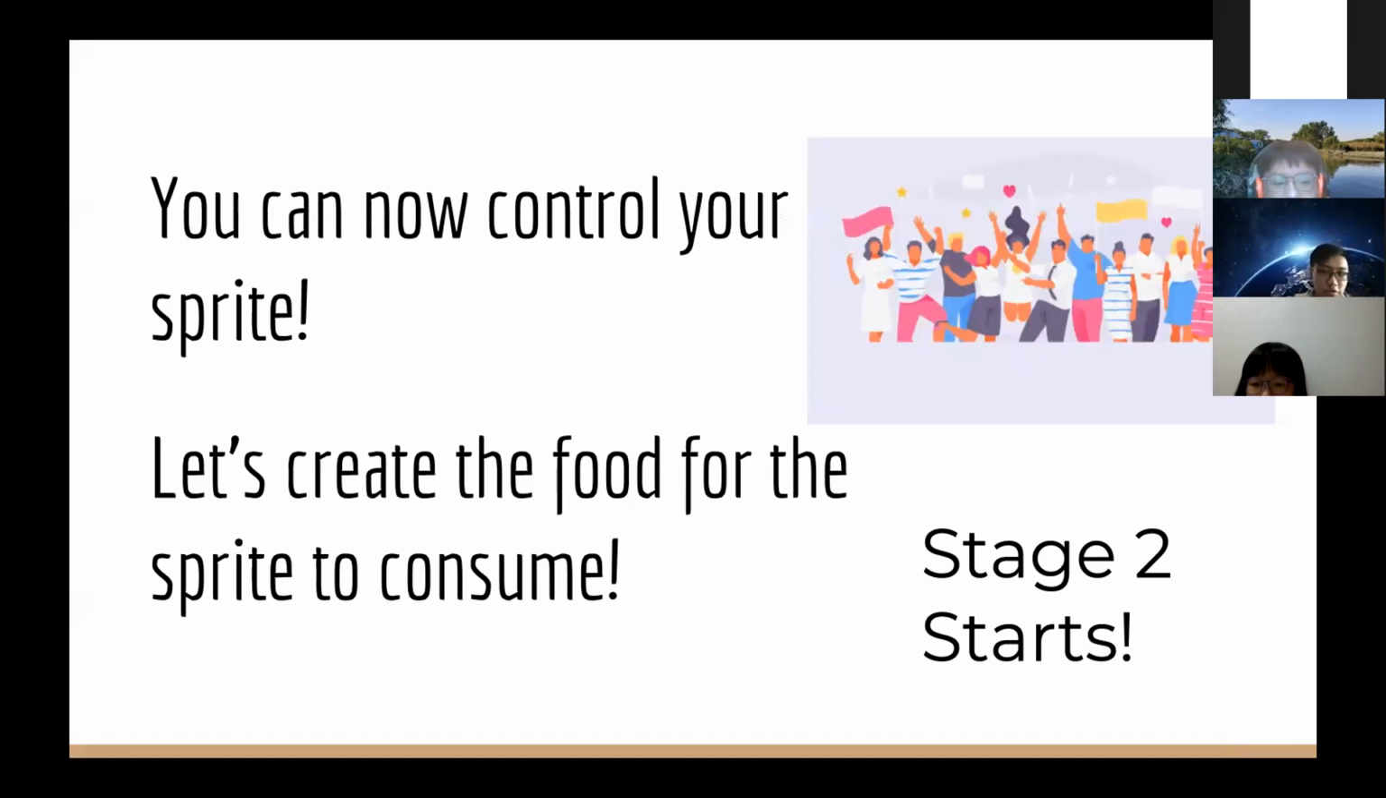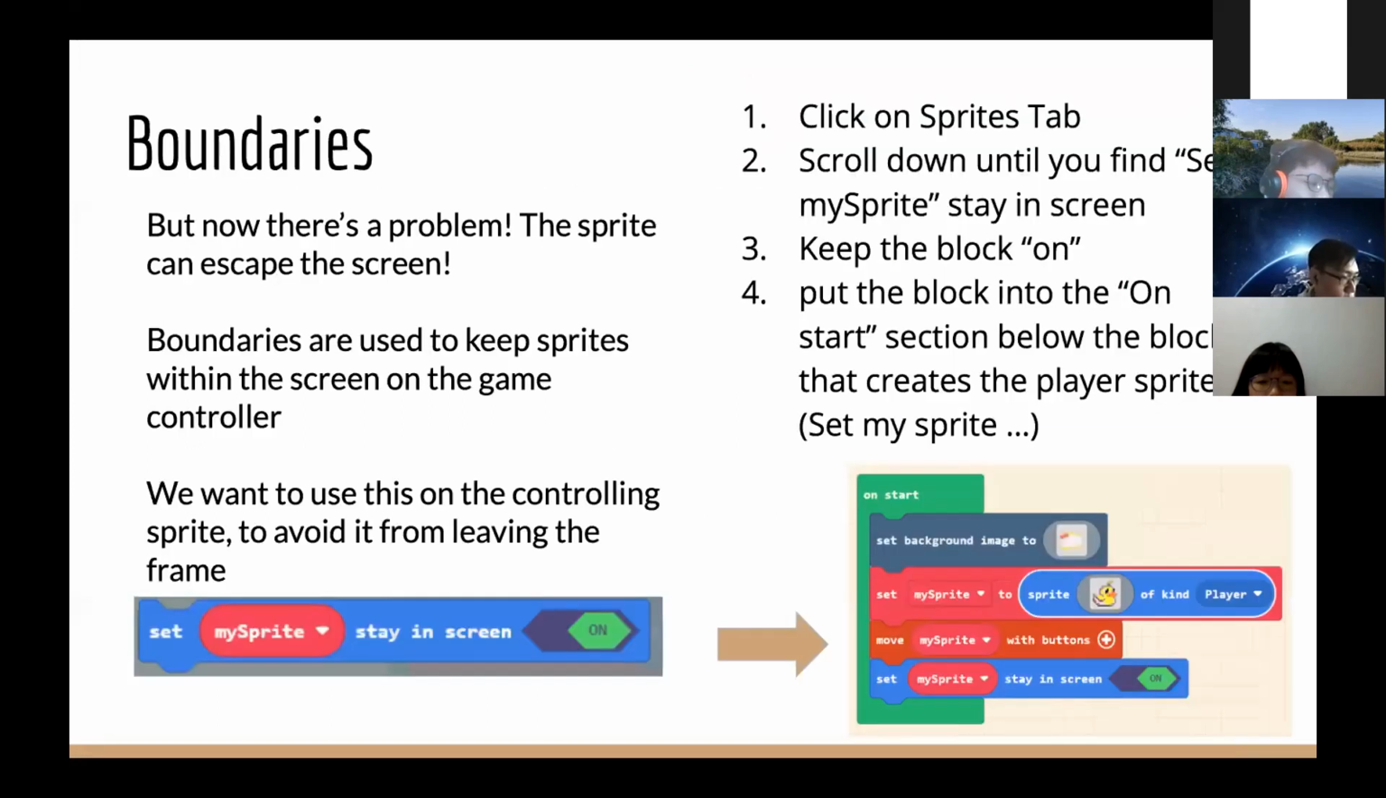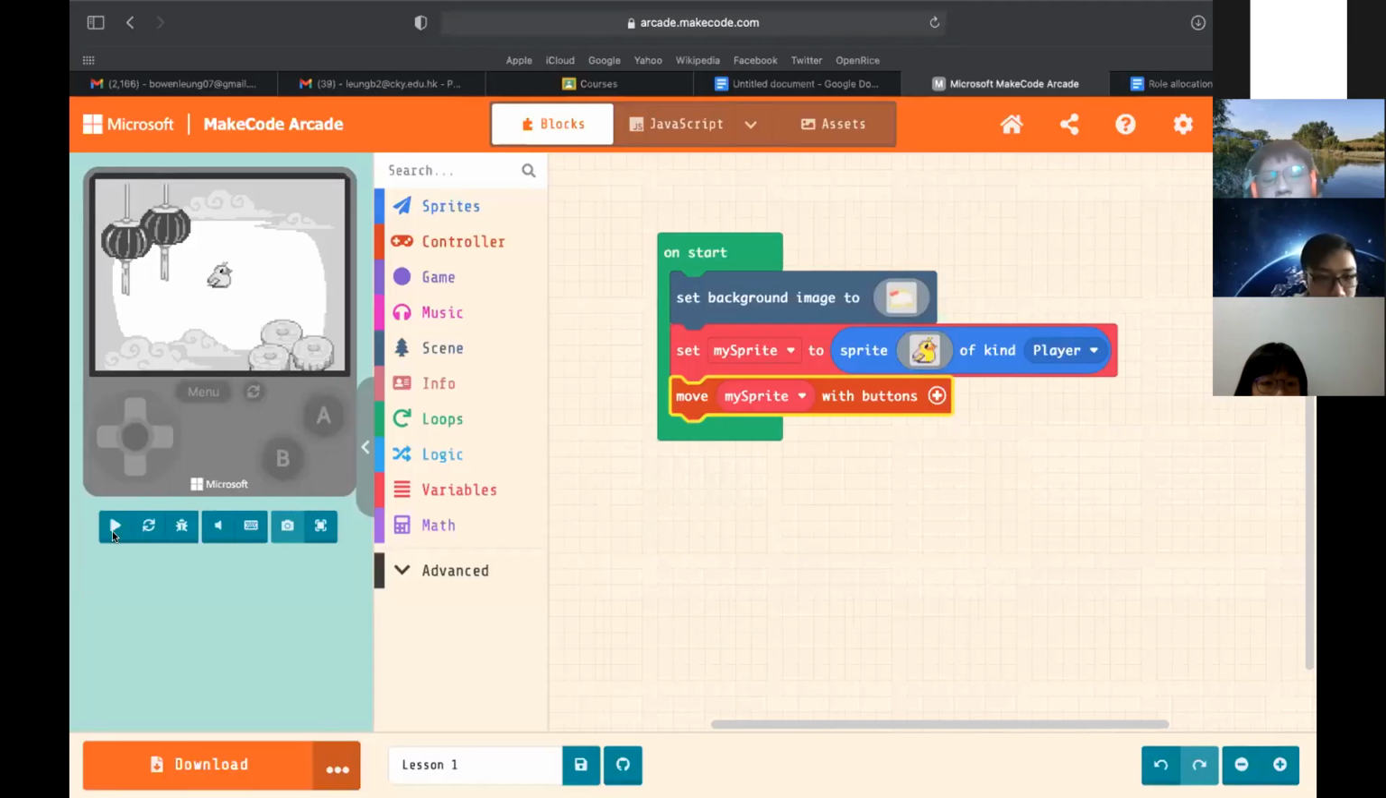So you cannot control your sprite. So let's create the food for the sprite to consume, right? Okay, so there's a problem. The sprite can escape the screen, and let's look at what's happening.